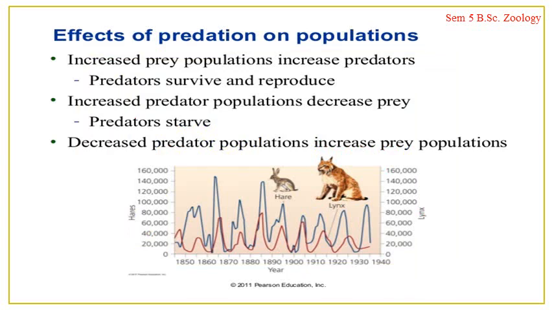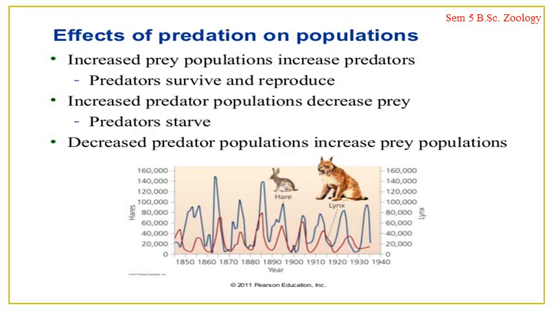Okay, here you can see an example with hare and lynx. The hare is the prey and the lynx is the predator. And here you can see that with increased prey populations, there is an increase in predator population. Predators survive and reproduce, isn't it? Because there is a sufficient amount of food available. There is no competition among the predators for food. So the predators survive and reproduce in huge numbers.